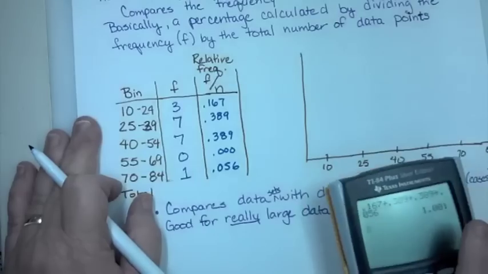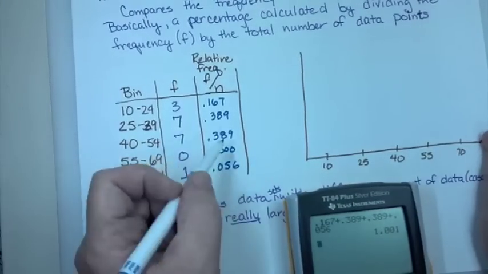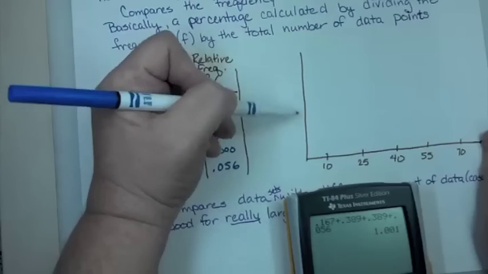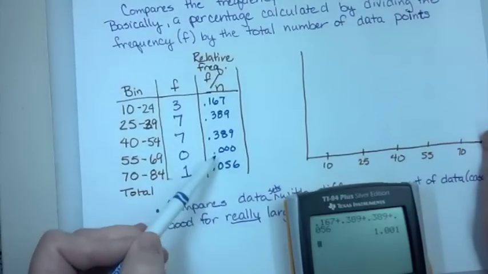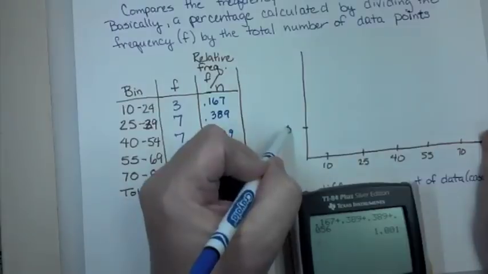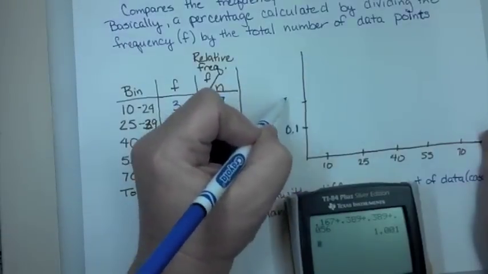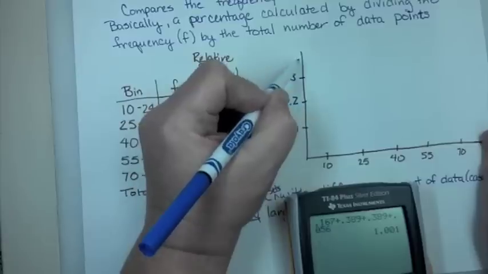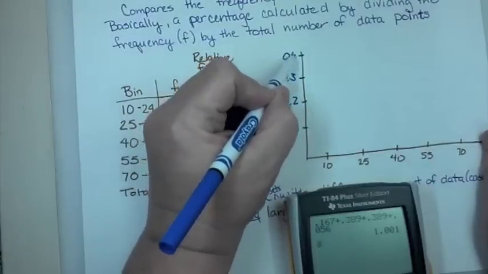So we are going to go ahead and put in our relative frequencies. These now become the numbers on the vertical, and you can see we go up to about 0.4. So I'm going to put 0.1, 0.2, 0.3, and 0.4.